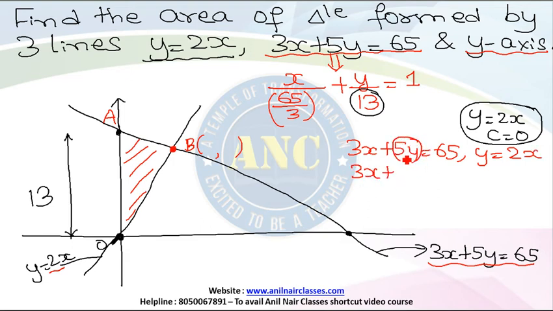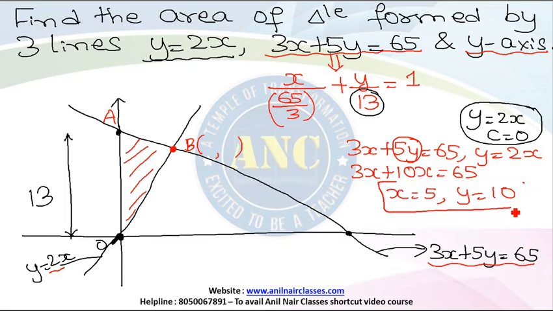3x plus 5 into 2x is 10x, equals 65. 13x is 65. X value is 5. Y value will be 10. That means the coordinates of B will be 5 comma 10. Now what is the meaning of this 5 comma 10? The meaning of 5 comma 10 is from origin you will travel a distance of 5 kilometers and you will meet this point.